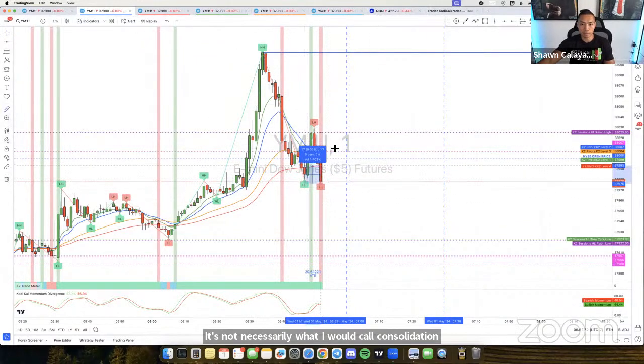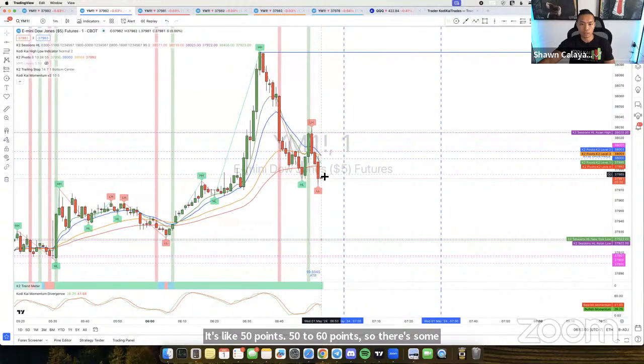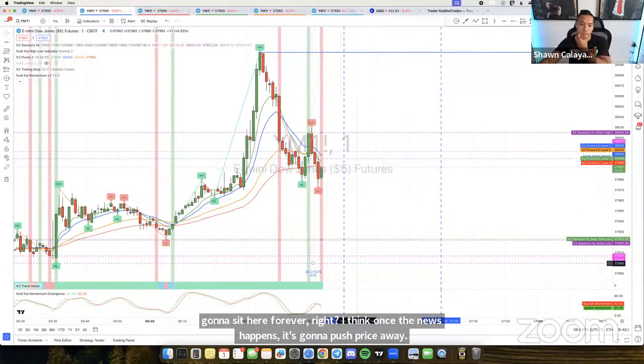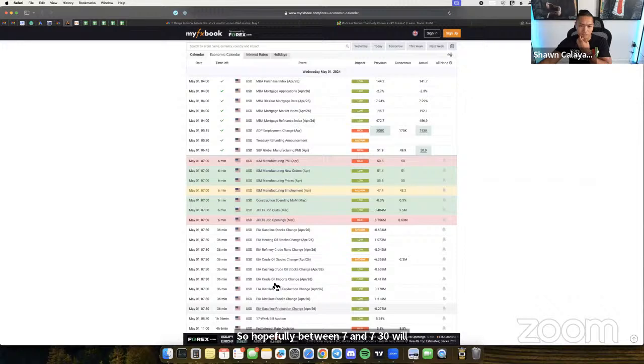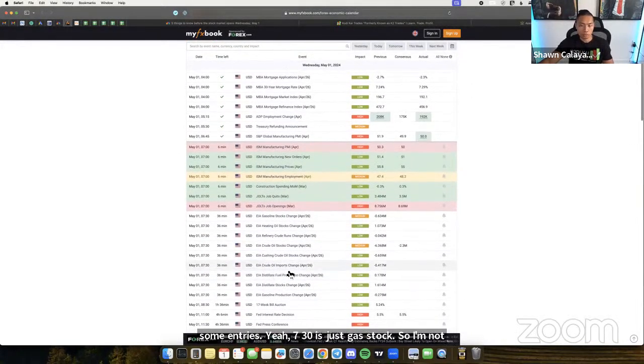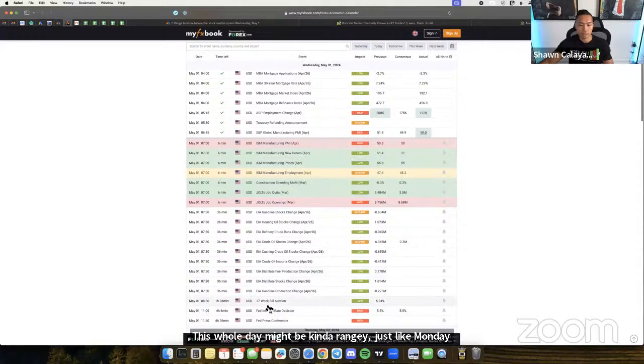The movement right here is decent, like 50 to 60 points, so there's some actual movement there. However, I wouldn't say it's going to sit here forever. I think once the news happens, it's going to push price away. So hopefully between 7 and 7:30, we'll be able to take some entries. At 7:30, it's just gas stock, so I'm not expecting too much. This whole day might be rangy, just like Monday and Tuesday, because of the Fed interest rates coming out.